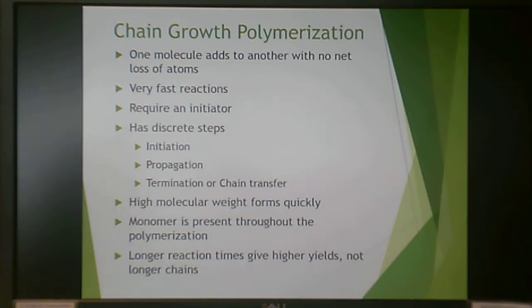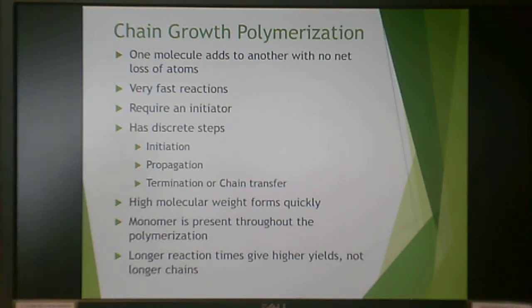So, in a chain growth polymerization, one molecule adds to another, and there's no net loss of atoms. In other words, you don't lose any carbon or hydrogen. Every atom that was present in the monomer is present in the polymer. You have very fast reactions. This requires an initiator to get the process of polymerization started. Chain growth has discrete steps: initiation, propagation, and termination, or chain transfer.